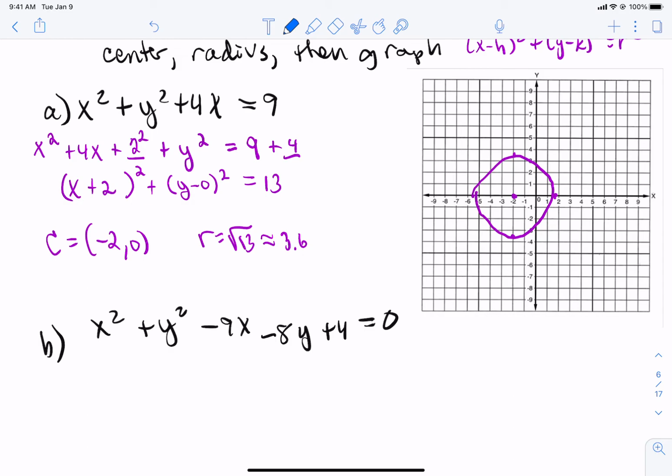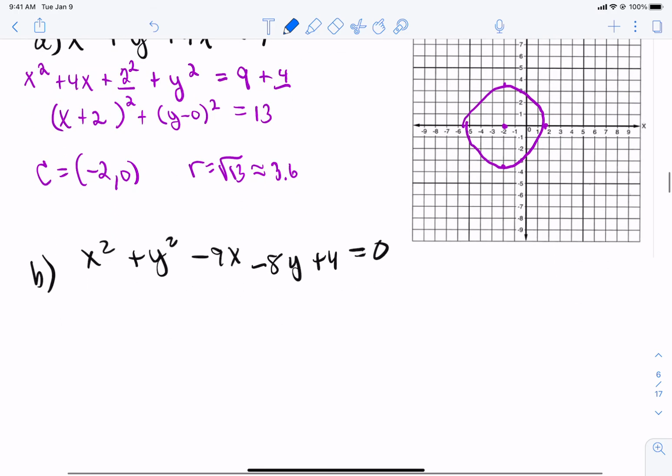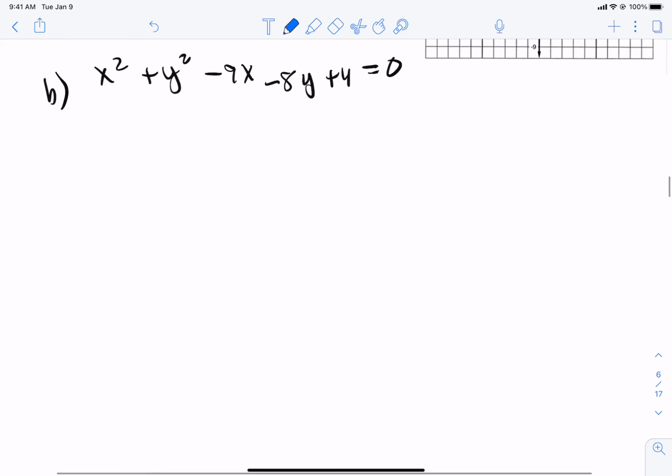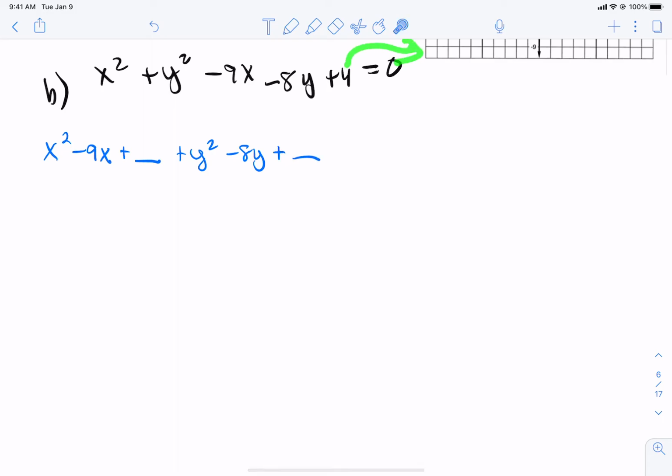Let's do the same thing for part B. It's the most difficult. Save the best for last, I guess, huh? Okay. So we're going to write the x's together in descending order. Since there are two x's, put a blank. We're going to put the y's together in descending order. Since there's two y's, we're going to put a blank. And then we're going to move the 4 to the other side of the equation. It becomes a negative 4. But we need 2 blanks on the left and 2 blanks on the right.